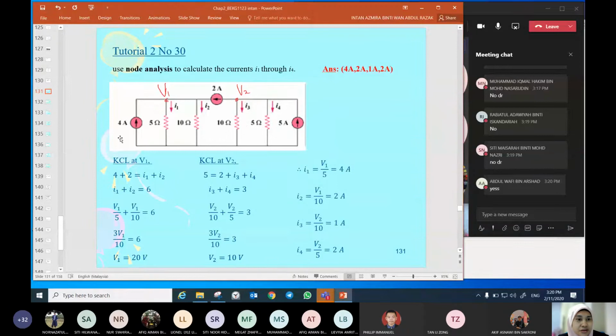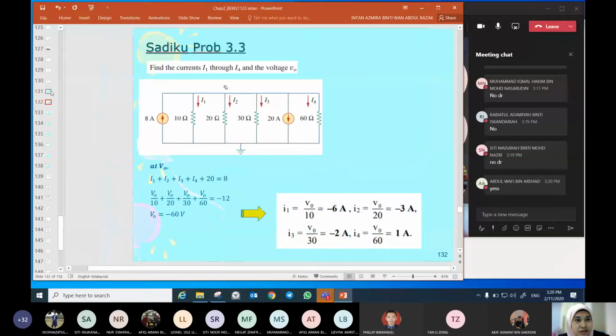This is a very basic example, taken from a textbook. Find currents I1 until I4 and voltage V0. Actually, if the question does not mention what method, it is up to you. You can use any method that you know. You can choose any method that is simpler, provided that you have the data to use that formula.